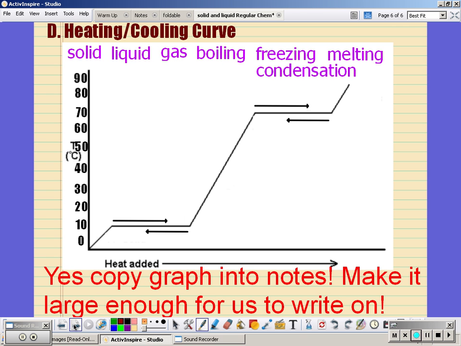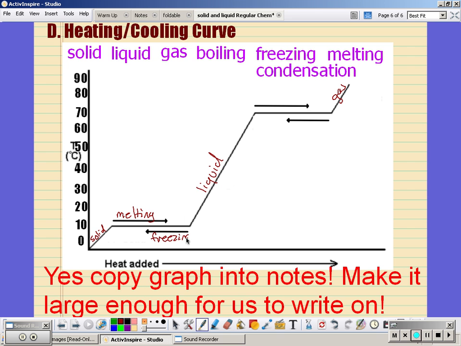Our next graph is a heating or cooling curve. Now this particular graph is a heating curve because we're going from a colder temperature up to a higher temperature. At a colder temperature, you would be a solid. In the middle temperature range, you would be a liquid. And at the highest temperature range, you would be a gas. So if you went from solid to liquid, we would call that melting. But if you went the other direction, liquid to solid, we would call that freezing.